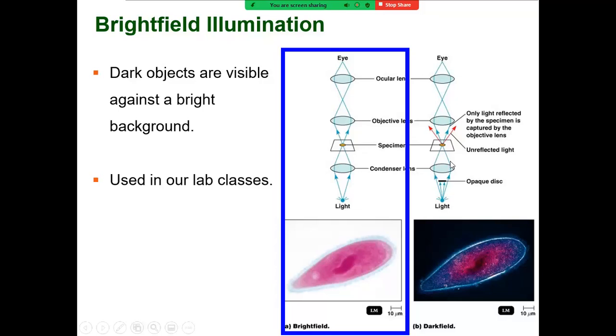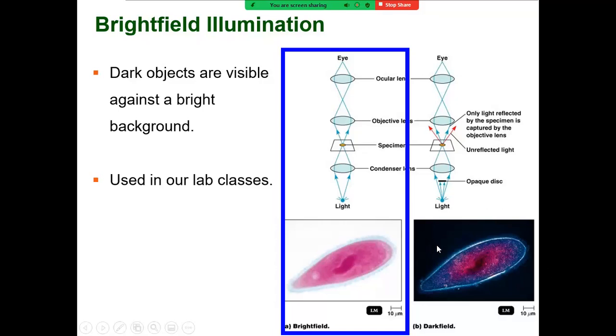So light that is refracted by the specimen is captured by the objective lens. All the light directly coming from the lamp and then going through the specimen on the slide is blocked. Only the light sent out this way and then going through the specimen and being refracted into the objective lens is captured in dark field illumination.